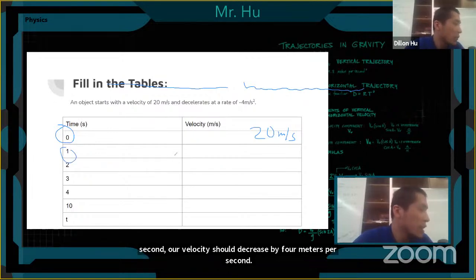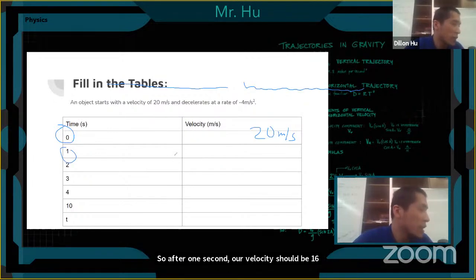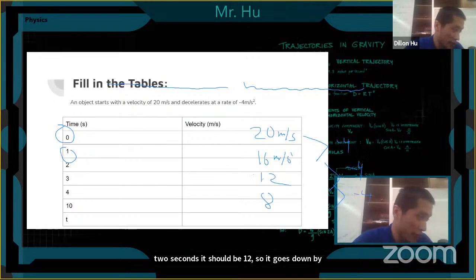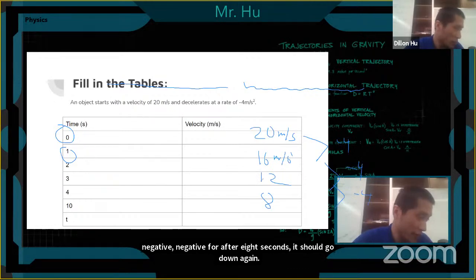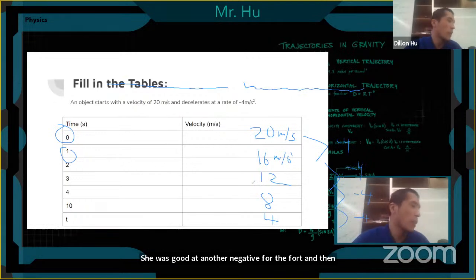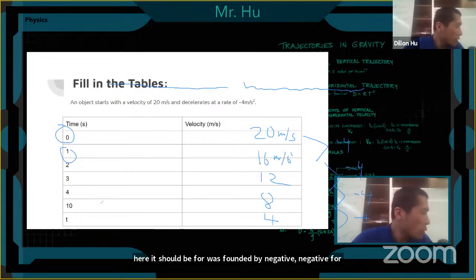So after 1 second, our velocity should be 16 meters per second because it goes down by 4. After 2 seconds, it should be 12, so it goes down by 4. After 3 seconds, it should go down another 4. After 4 seconds, it should be 4, goes down by 4. So now we want to figure out what our velocity is when time is equal to 10.